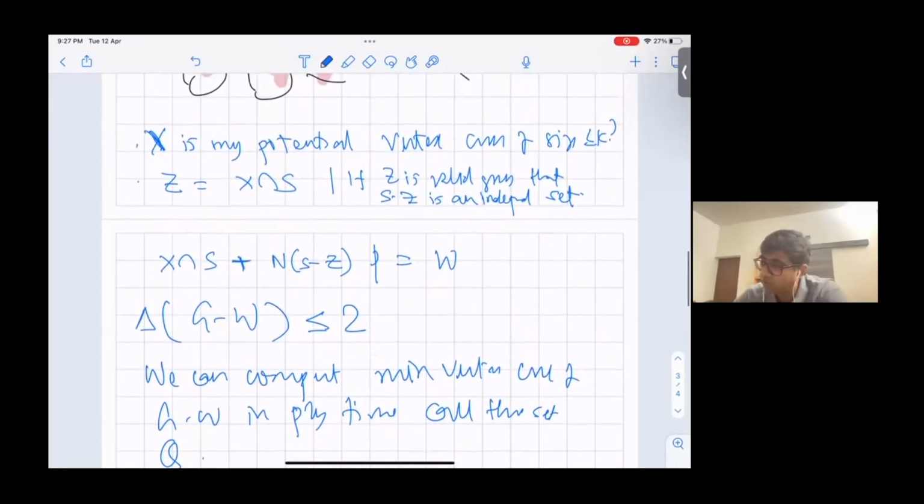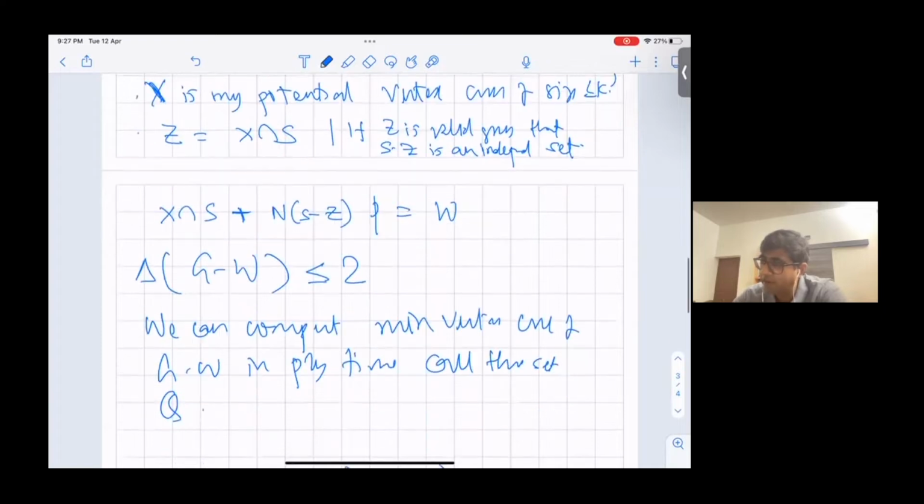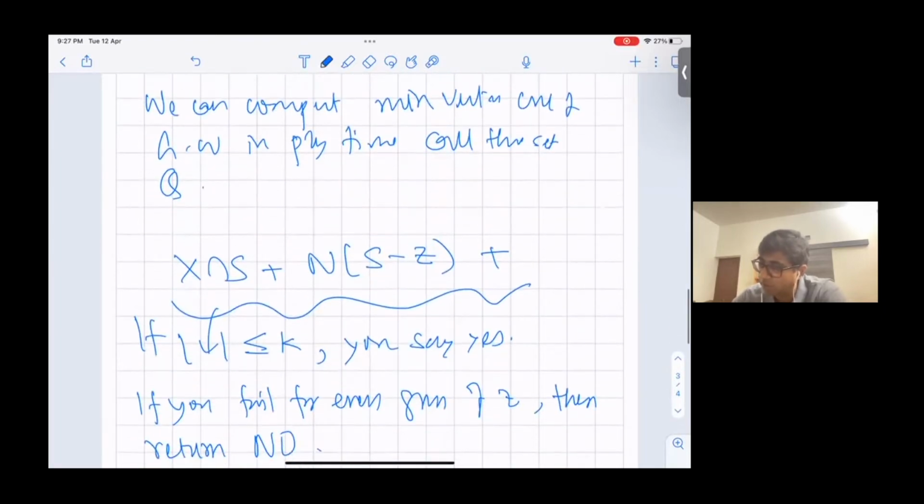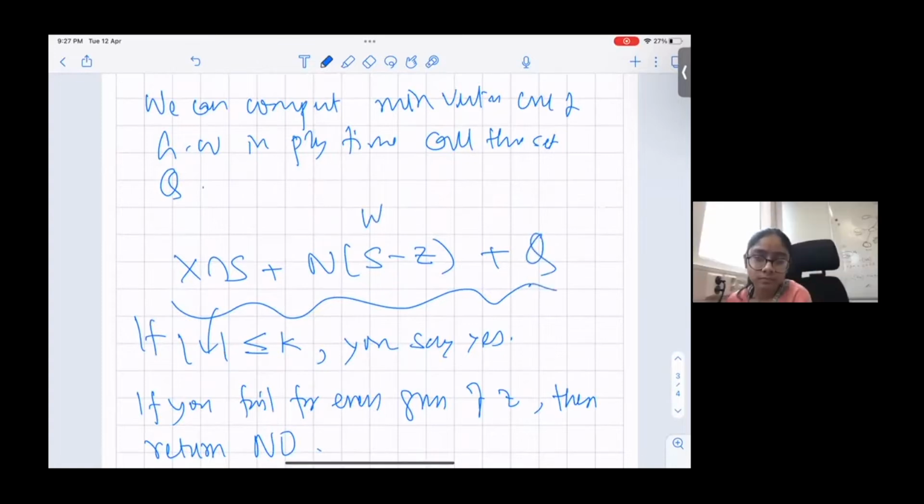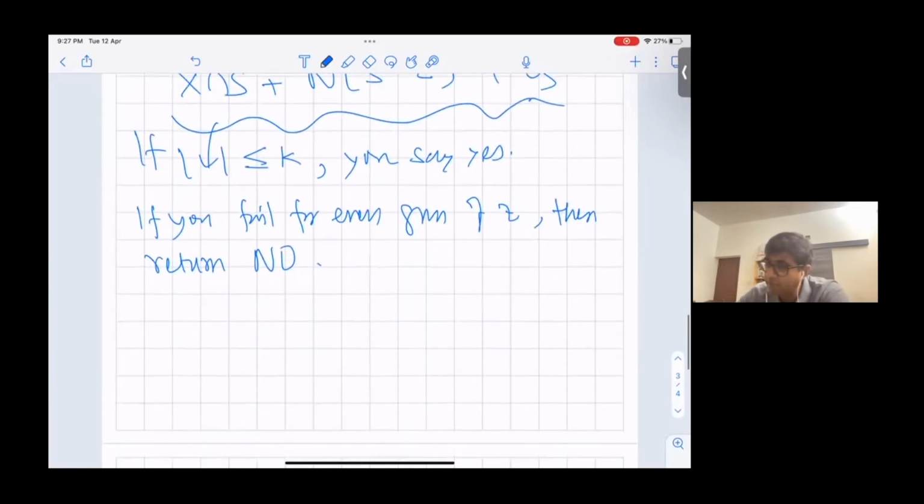What was W anyway? Oh, the neighborhood of S minus Z was W. I called this W. Okay. Yes, you're right. I add Q. It was my mistake. Is the algorithm fine with everybody? Yes, then please put +1. Okay. What's the running time of this algorithm?